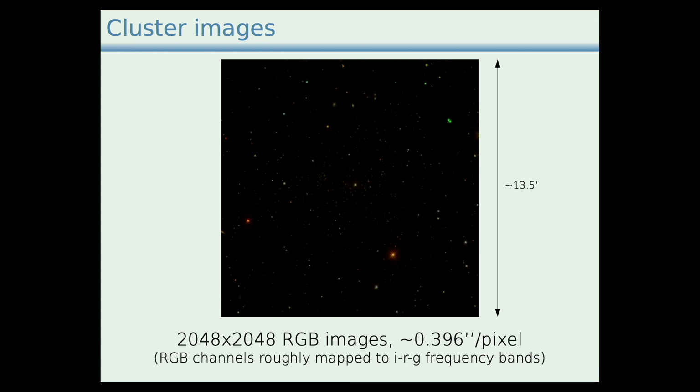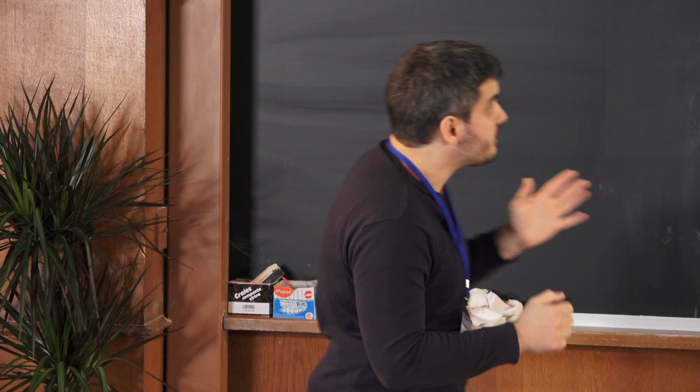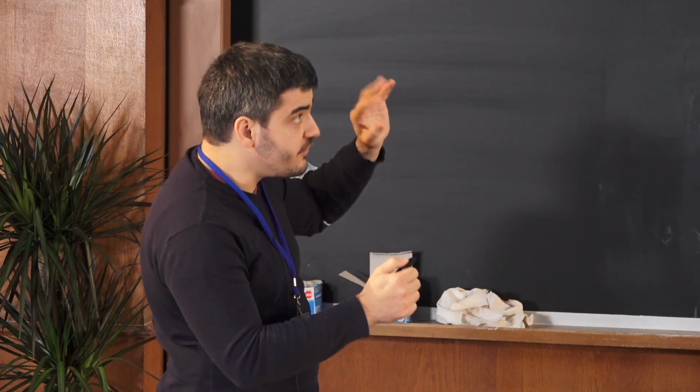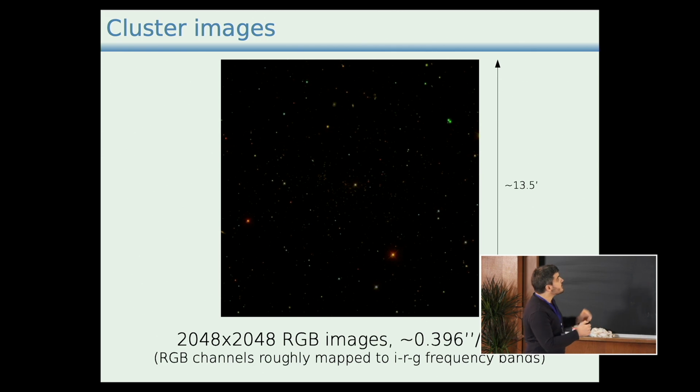And we are working with 2048 by 2048 images. Those are JPEGs, so there are 3 channels: red, green, blue. And those 3 channels are actually mapped onto 3 of the 5 frequency bands of SDSS, namely the I, R, and G bands. So this is our data set, 26-ish thousand images. And yeah, to answer the previous question, this is the same picture as before.